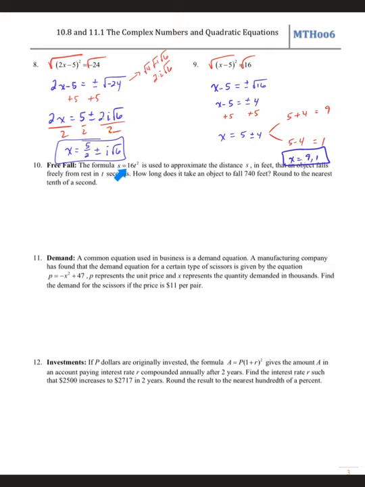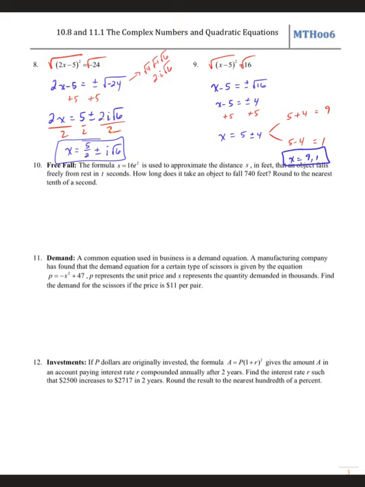So the formula S equals 16t squared is used to approximate the distance S in feet, so S is distance, how an object falls freely from rest in t seconds. So t is in seconds. How long does it take? So which variable represents how long it would take? That would be t, so we need to find t, to fall 740 feet.